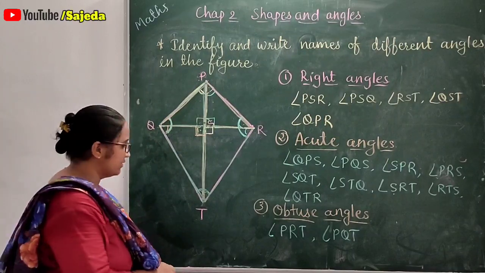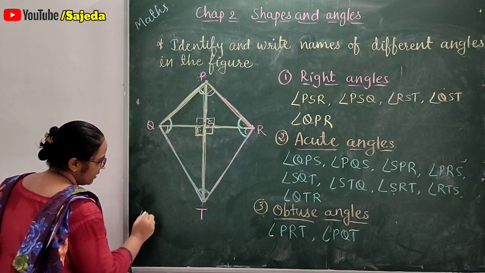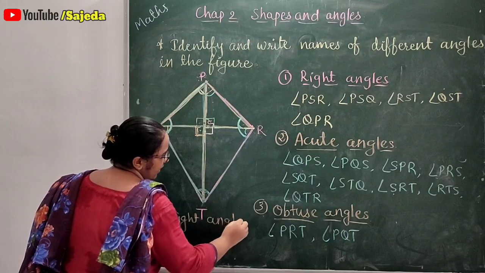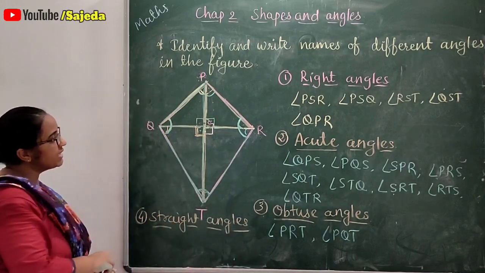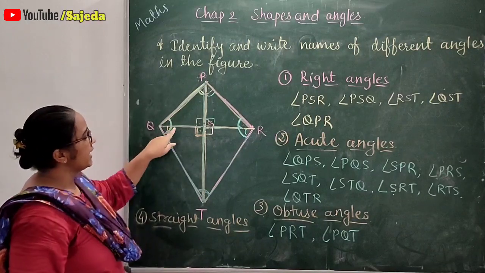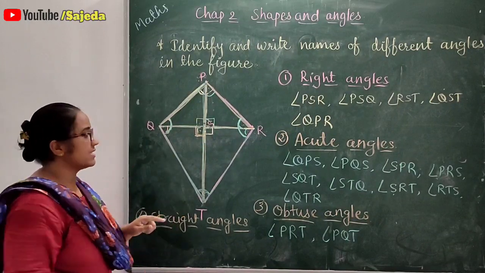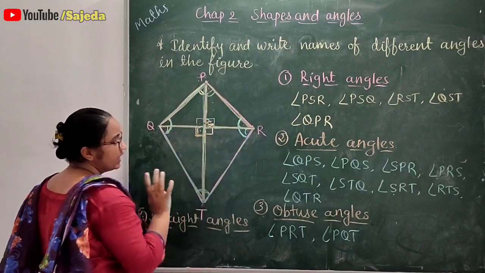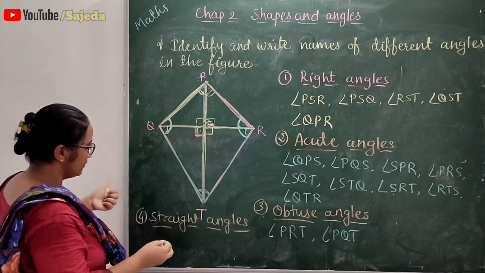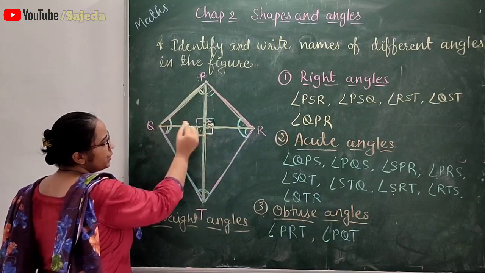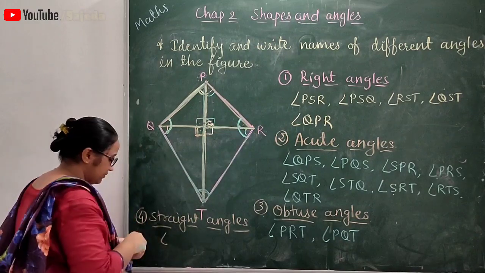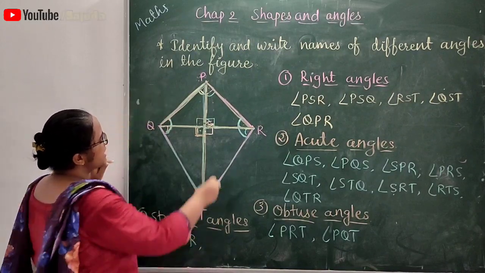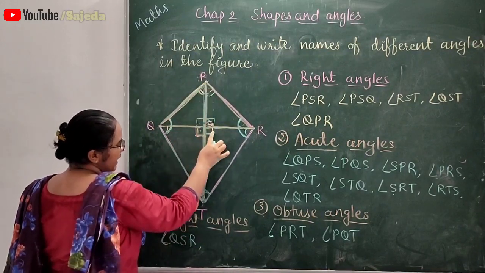Now straight angle. The last one is straight angle. How many straight lines can you see in this figure? There are only two straight lines. This one is the first, having 3 alphabets, and the next one is this one, having 3 alphabets. So the first straight angle is angle QSR. And the second one is this straight line, angle PST.